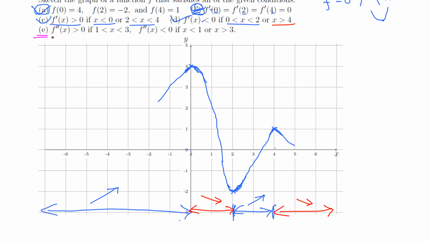The second derivative is positive means concave up, something like this type of shape of graph. Concave up on x between 1 and 3. So 1, let me use a different color here. Between 1 and 3 here, it should be concave up. And that's exactly the case. We don't have to do anything, it's just concave up.